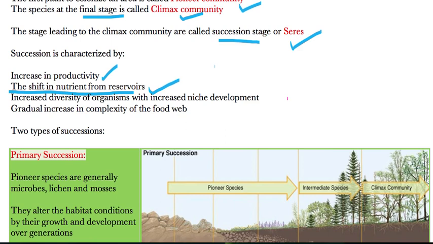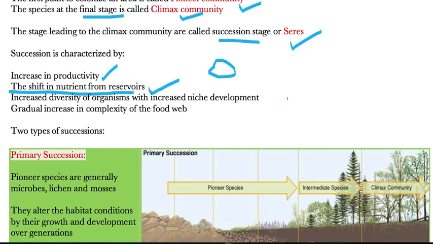So basically, the shift in nutrients from reservoir. Previously the nutrient was stored in some reservoir, for example some rocks, so it will be freed from that rock, and soil formation will happen. The nutrient which was before stored in rock will come out to the substratum or soil, and it can be consumed by further plants. So that will be coming out of its reservoir.